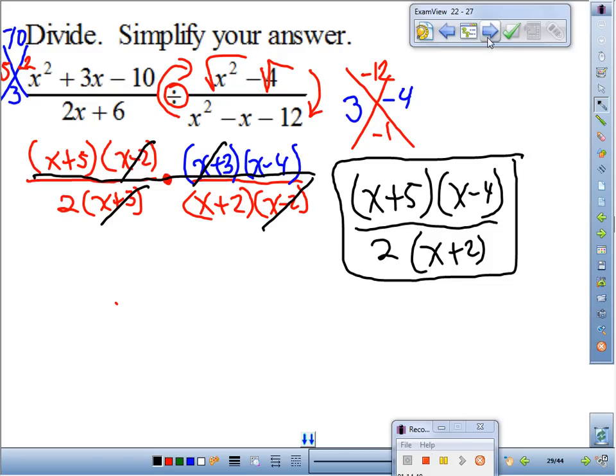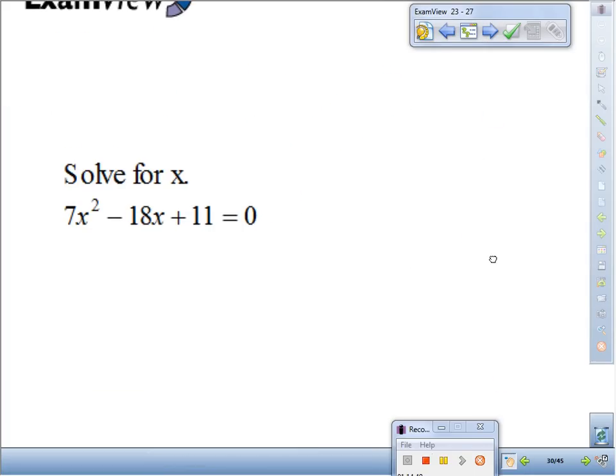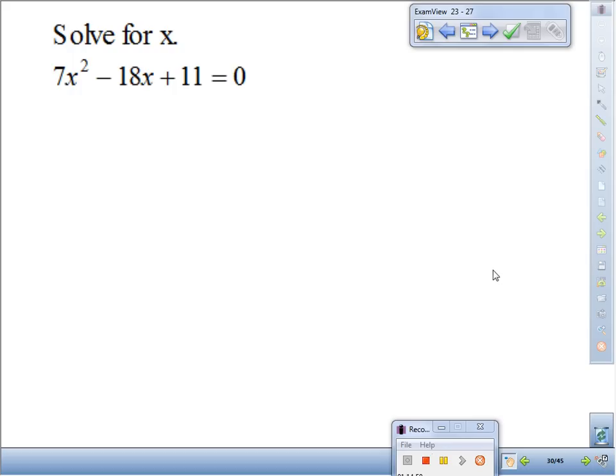Number 23. That's right. Here we go. It says solve for x. Number 23. Solve for x. 7x squared minus 18x plus 11 equals 0.